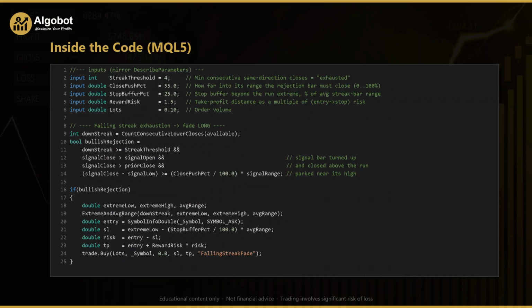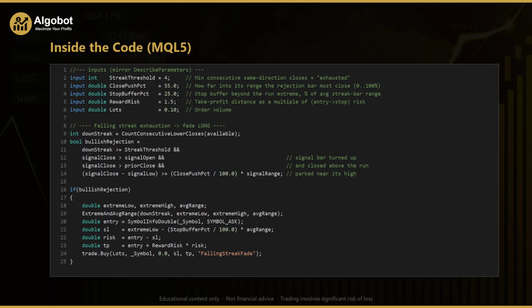The code first calls a helper to count the consecutive lower closes and stores it in downStreak. Then it builds a single Boolean called bullishRejection. Read it like a checklist joined by logical ANDs. The streak must meet the threshold. The signal close must be above the signal open. The signal close must be above the prior close, and the distance from the close down to the low must be at least the ClosePush fraction of the bar's range. If every clause is true, the EA enters the buy block.